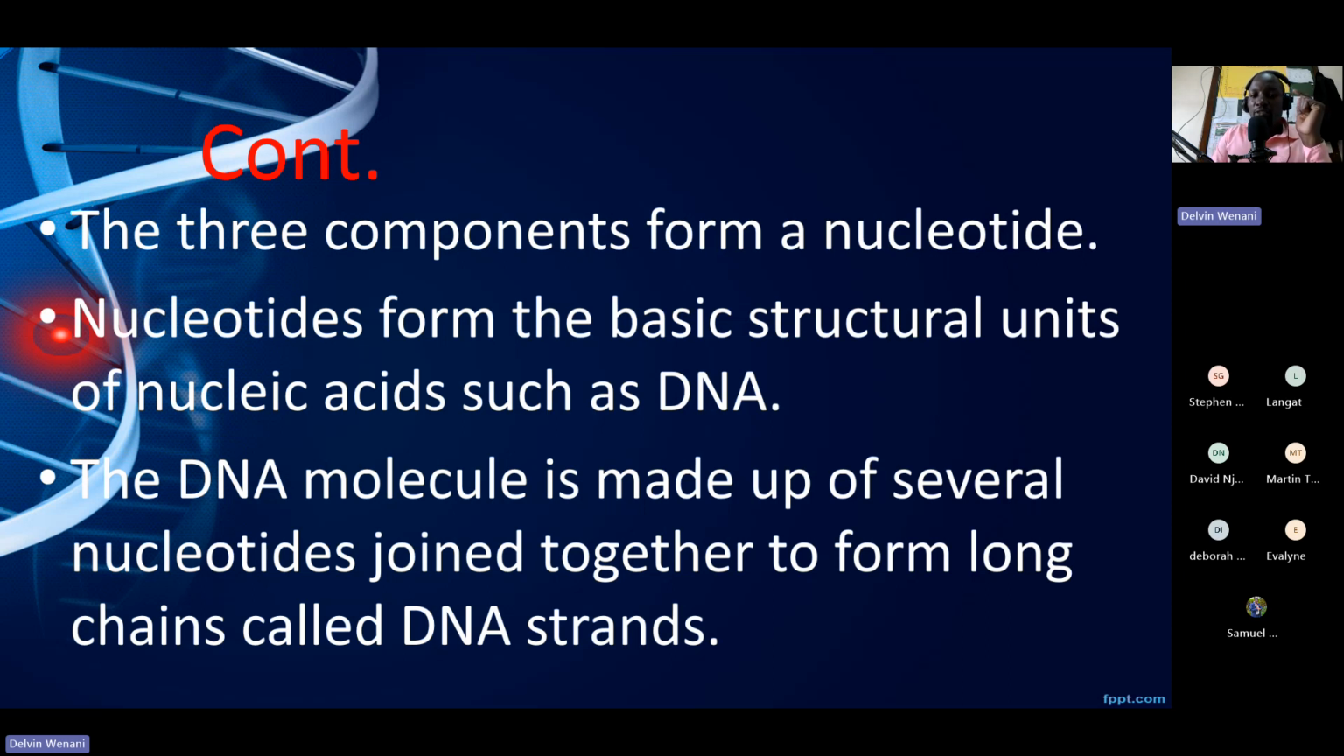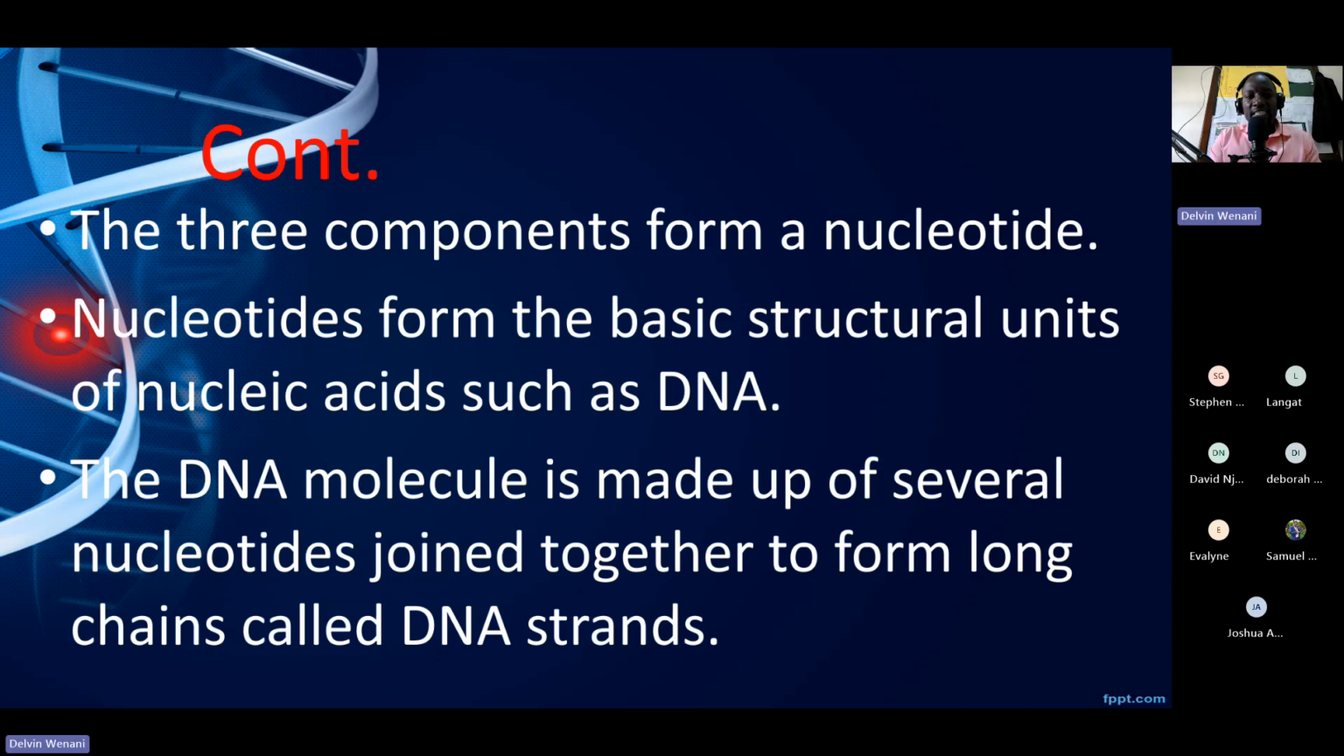Now, the DNA molecule is made up of several nucleotides, which join together to form chains known as DNA strands. I'm breaking it down. The DNA molecule is made up of several nucleotides. I've said the 3 components that we have talked about form a nucleotide. Now, the nucleotide will form the basic structure of a nucleic acid known as DNA.